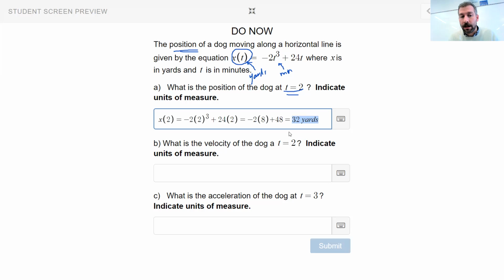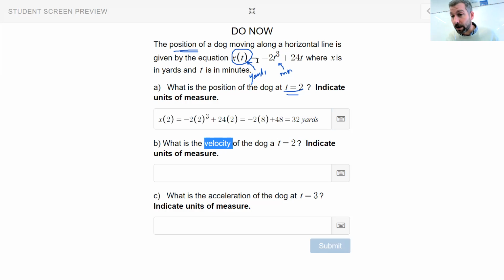Okay, what about part B here? Part B doesn't ask us for the position. Part B asks us for the velocity of the dog. Well, they don't give us a velocity. What am I going to do? Come in here and chart after every single minute how far that dog is, and then take the rate of change and divide, distance divided by time, to find that velocity? Sure, I could do that. I absolutely could do that.